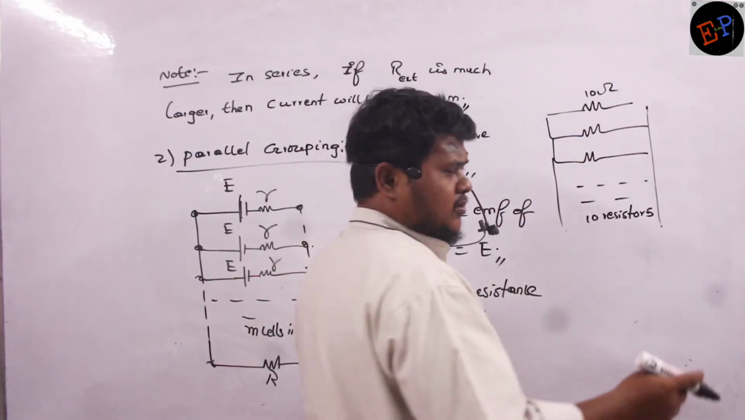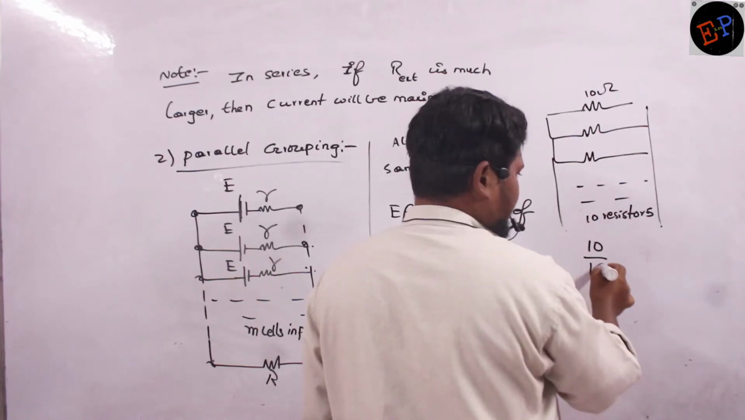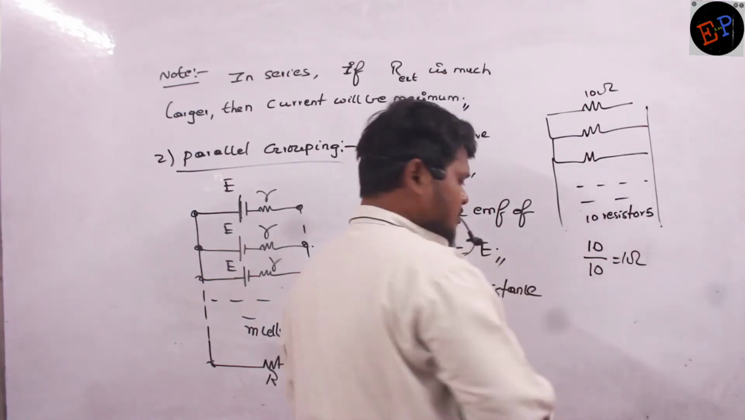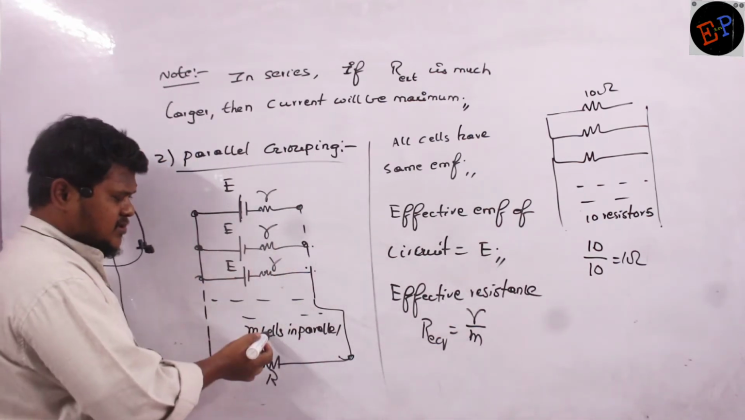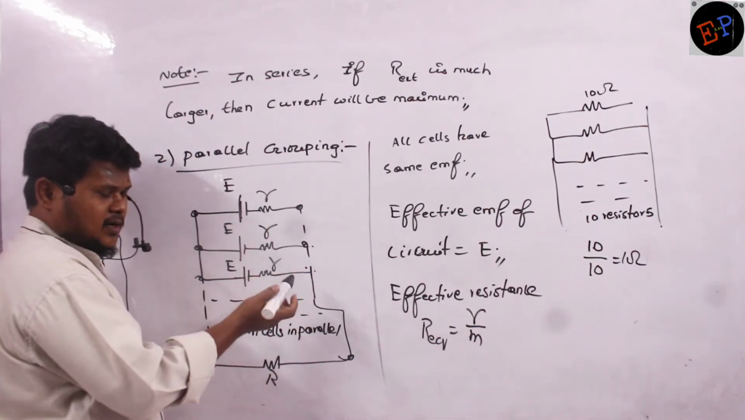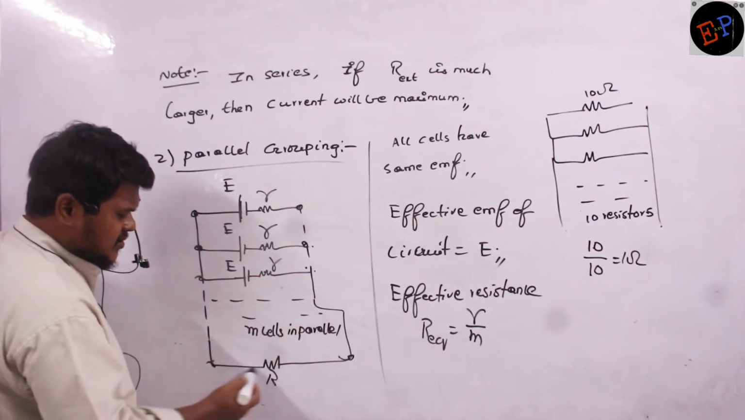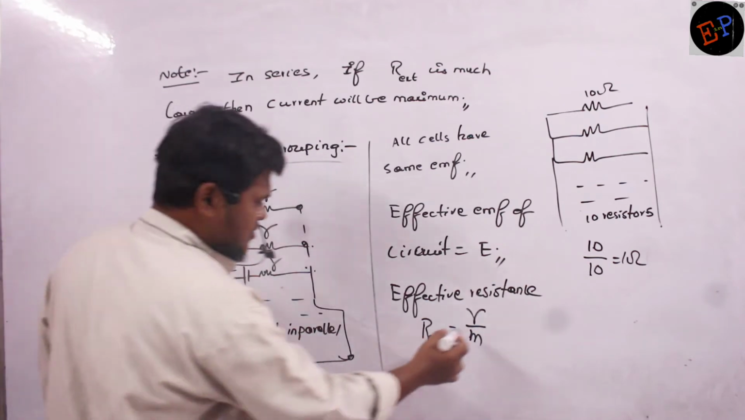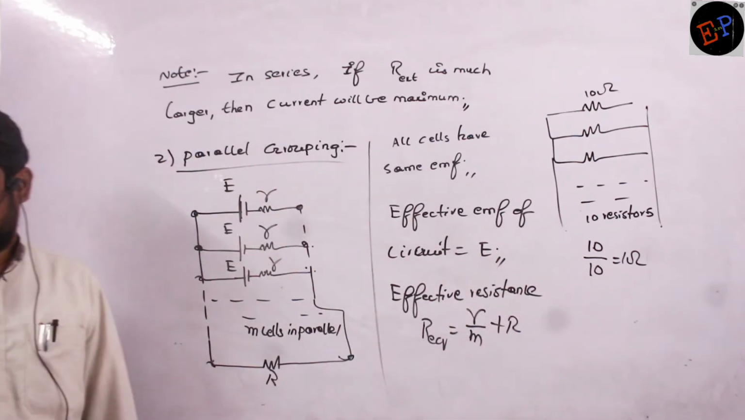10 by 10, one only, because they are connected in parallel and there are 10 branches. So 10 by 10 is 1 ohm. Same concept here also. How many resistors are connected? M resistors. Resistance of each cell? R. So R by M. Now all these cells are connected in series with capital R, so plus capital R. That is how we write the resistances.